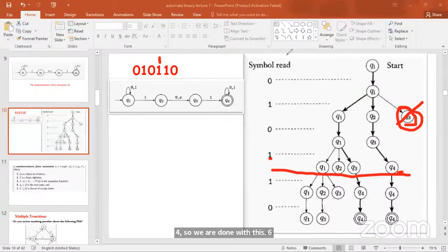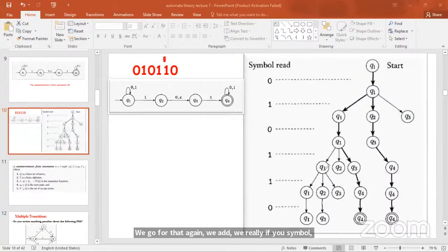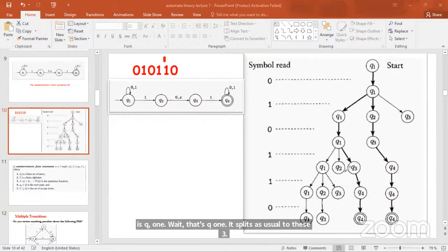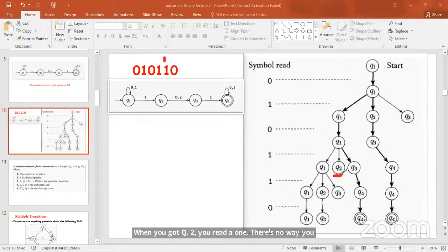Then we go further again. We read the next input symbol, which is 1. This is Q1. When you're at Q1, it splits as usual to these three. When you're at Q2 and you read a 1, there's no way to go, so this one dies. When you're at Q3, you read a 1, it takes you to Q4. When you're at Q4, you read a 1, it makes you stay at Q4. So we are done with this one now.